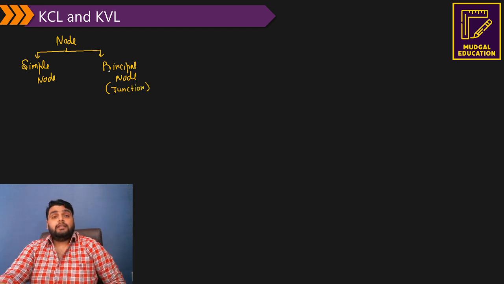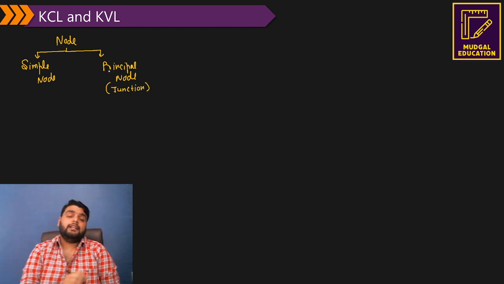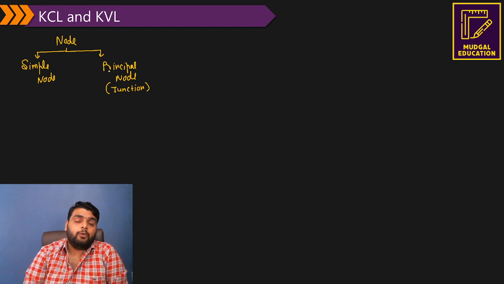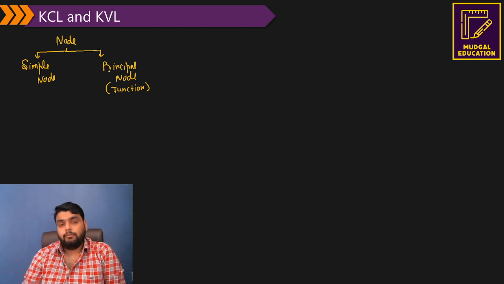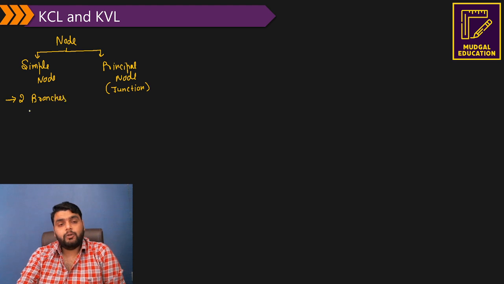In this year's GATE electrical examination, one question was asked on how many junctions are present in a network. So junctions are also important. What is the meaning of a simple node? A simple node is where two branches meet. What is a principal node? Where three or more branches meet.